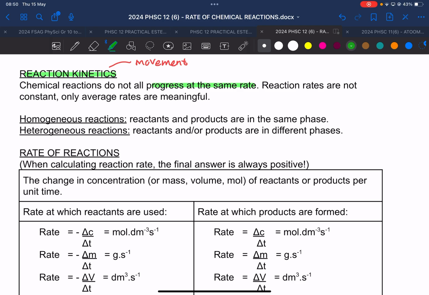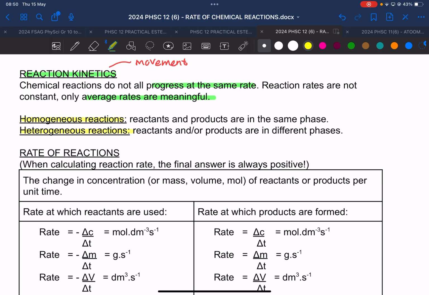Okay, now it says there, reaction rates are not constant, only average rates are meaningful. Okay, so we're going to look at average rates because at the beginning, things happen fast and then it slows down as the concentration or the amount is used up. Okay, then we get two types of reactions. We get homogeneous reactions and heterogeneous reactions. What does the word homo refer to? The same. Okay, homo means the same, hetero means different or opposite.